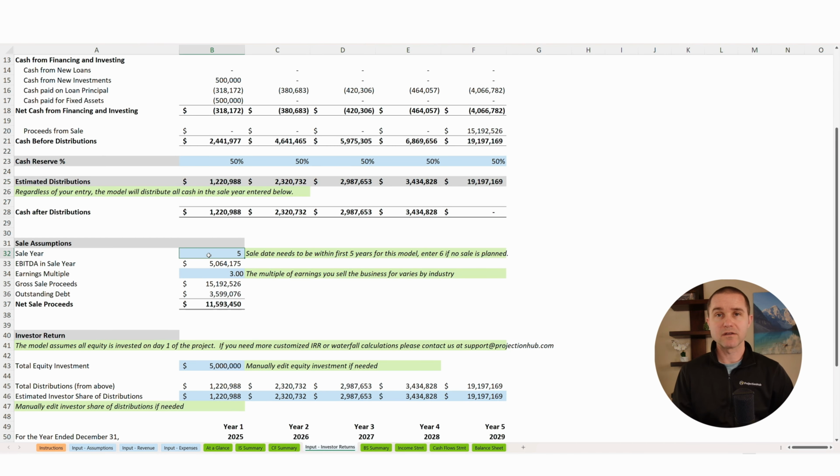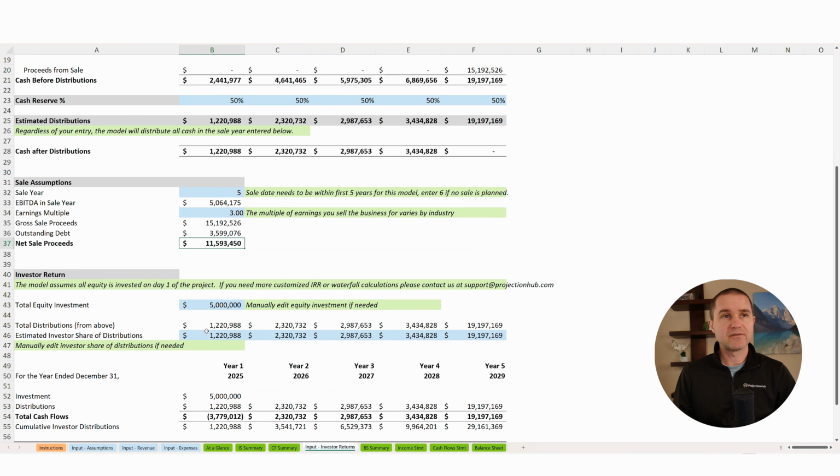So let's say you want to sell the business in 5 years. After operating it for 5 years, the model is going to look out in year 5 and see what your EBITDA is in year 5, or in the sale year. You can apply an earnings multiple based on your industry that you would expect. And then that will give you gross sale proceeds. So in this example, gross sale proceeds of 15 million. Outstanding debt at that point is 3.5 million, giving you net sale proceeds of 11.